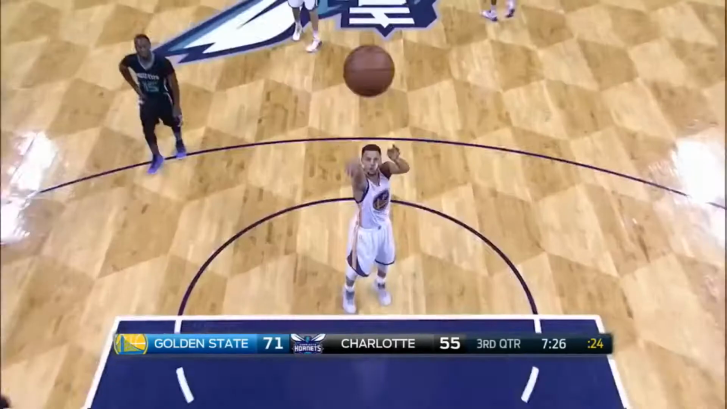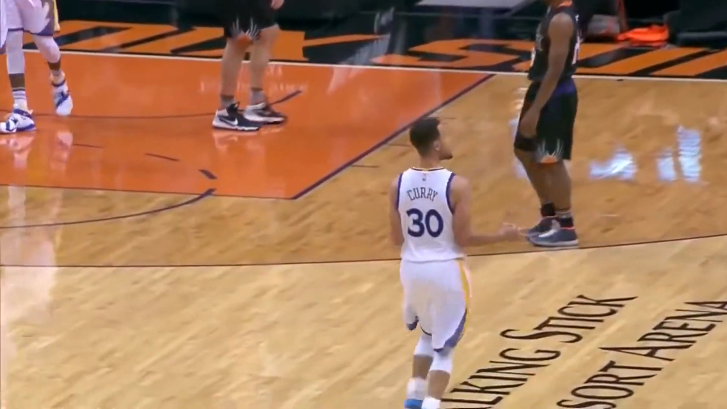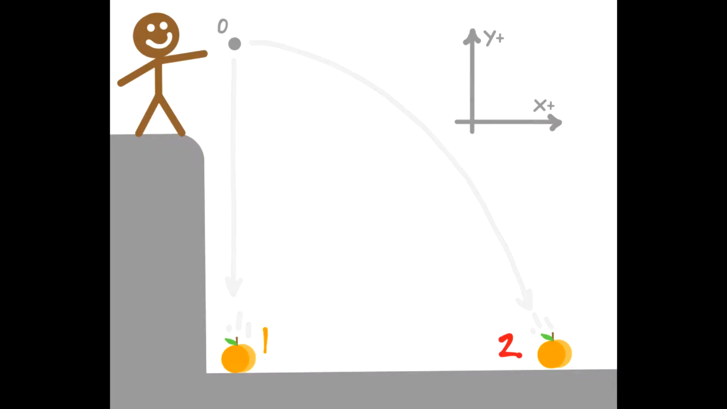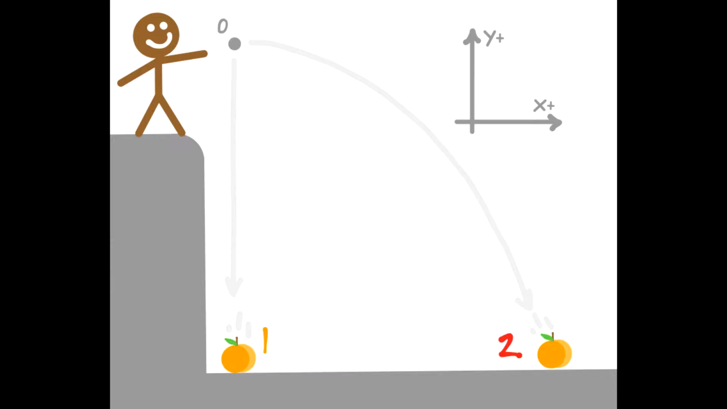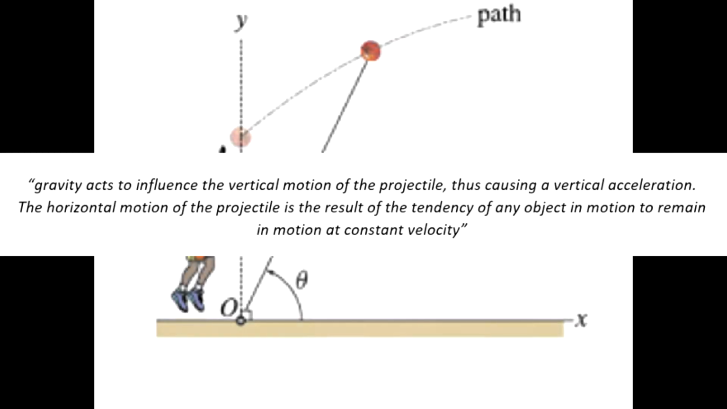The second biomechanical skill that largely contributes to the basketball free throw shot is projectile motion. Projectile motion is a form of motion experienced by an object or particle, a projectile, that is thrown near the Earth's surface and moves along a curved path under the action of gravity only. Furthermore, gravity acts to influence the vertical motion of the projectile, thus causing a vertical acceleration. The horizontal motion of the projectile is the result of the tendency of any object in motion to remain in motion at a constant velocity.